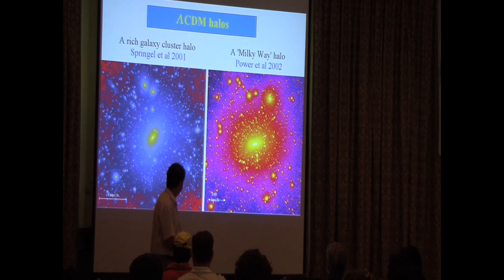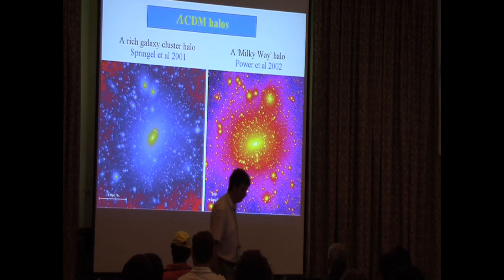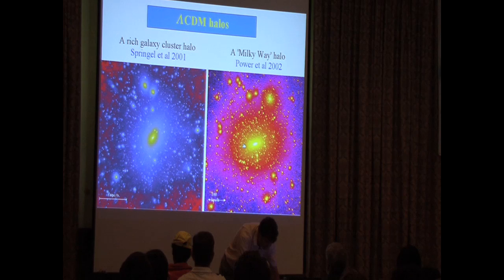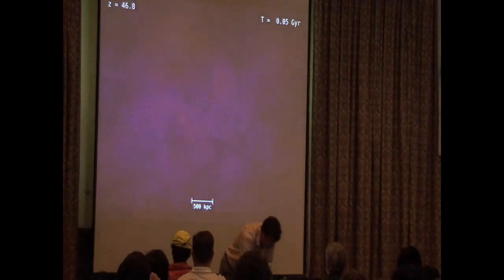So you can see several things. You will see they're very centrally concentrated. You can see they're not round, and you can see a very large amount of internal structure inside them. So let me show you a movie of how one like the one on the right here, this Milky Way halo, how this may have formed.